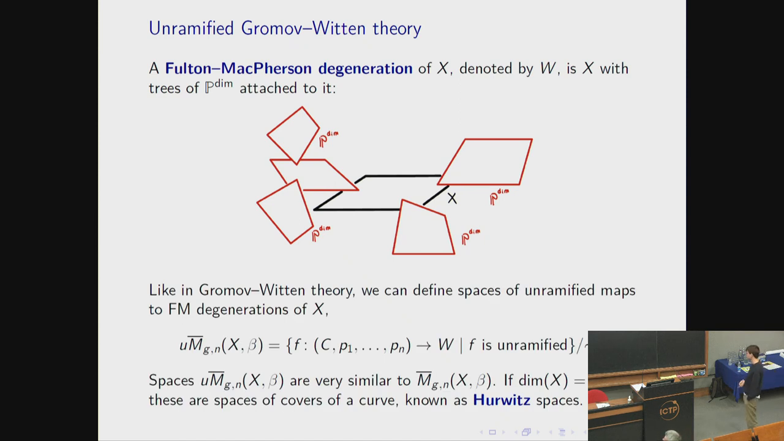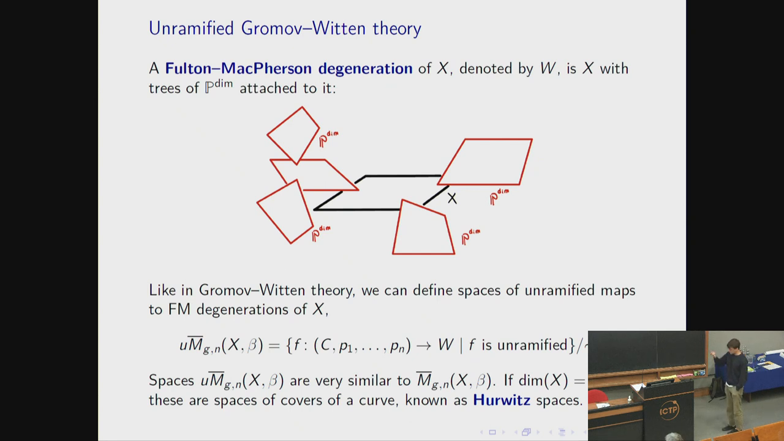And just like in Gromov-Witten theory, we can consider the space of unramified maps, not to X now, but to an arbitrary Fulton-MacPherson degeneration, so arbitrary X with an arbitrary configuration of these trees of projective spaces. What you gain from that is that you can require that maps are actually unramified, so they are submersions everywhere.